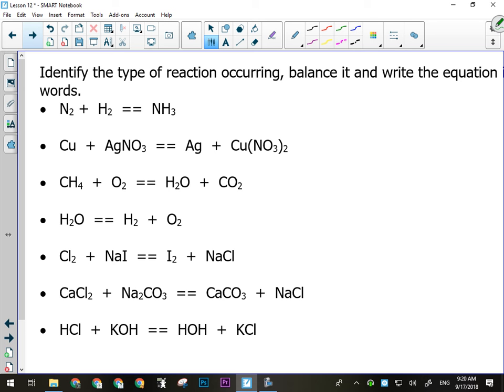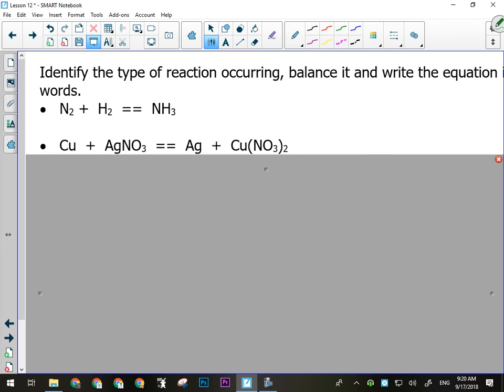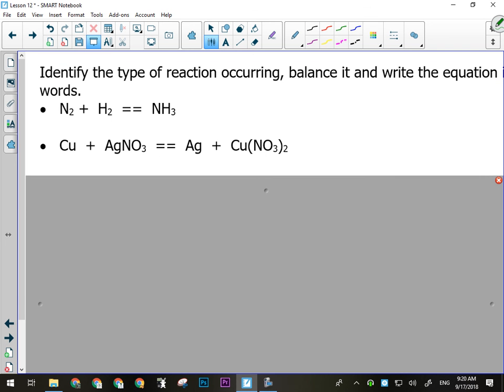Okay, so I would like you guys to try, let's just say the first two here. Here's what I want you to do with the first two. I want you to identify the type of reaction, single replacement, combustion, whatever. I want you to write it out in words, so write the names of all the compounds and elements, and then balance it. So identify the type, write it in words, and balance it. I'll give you a few minutes to try those first two.